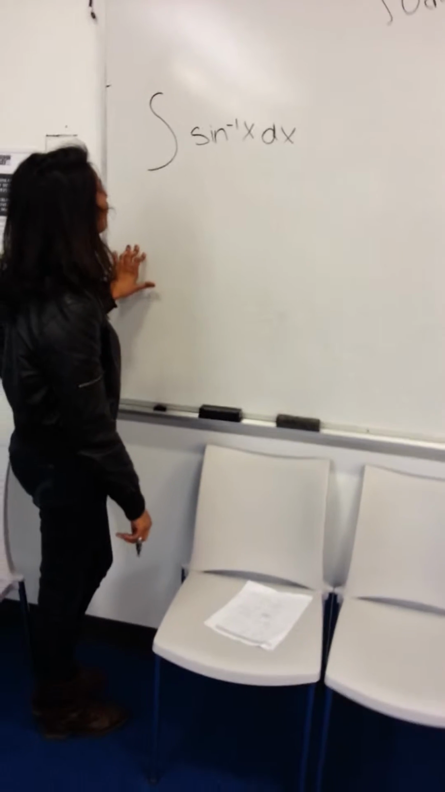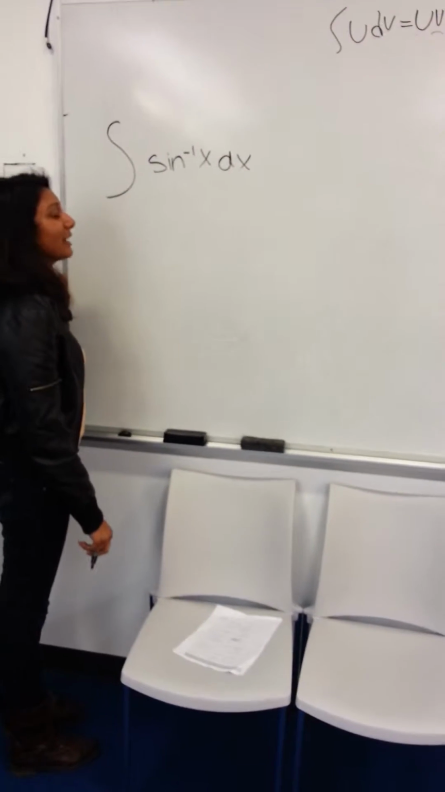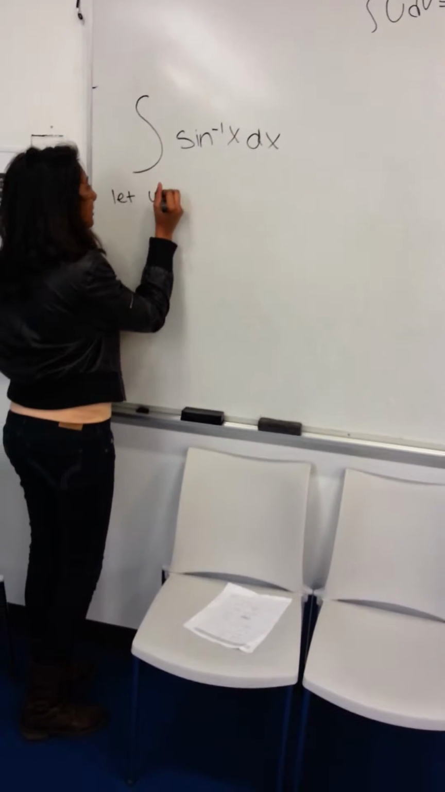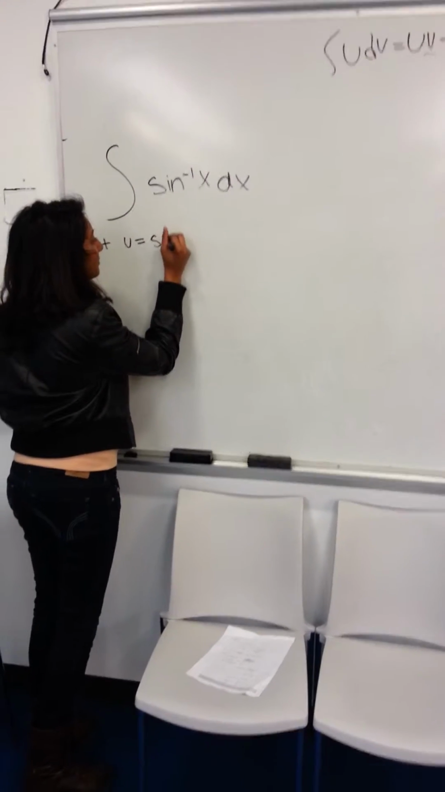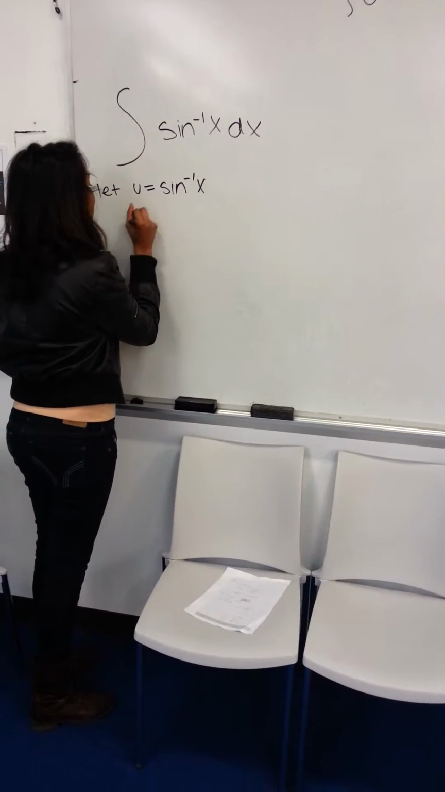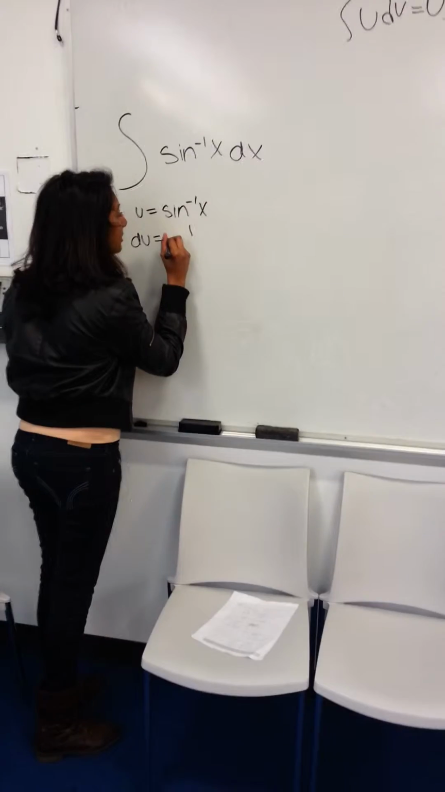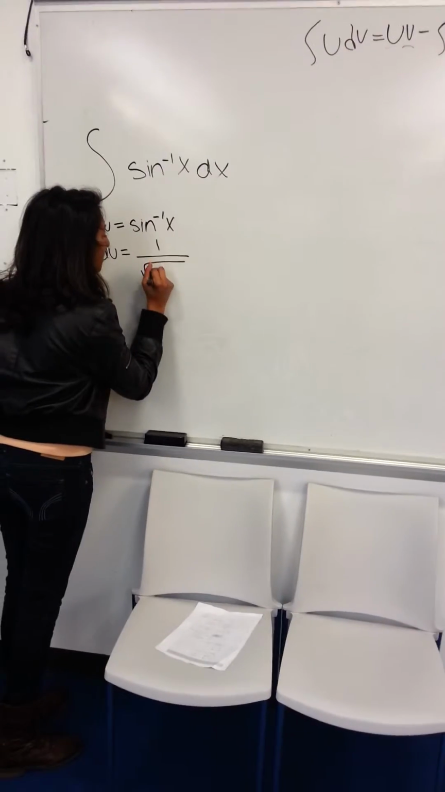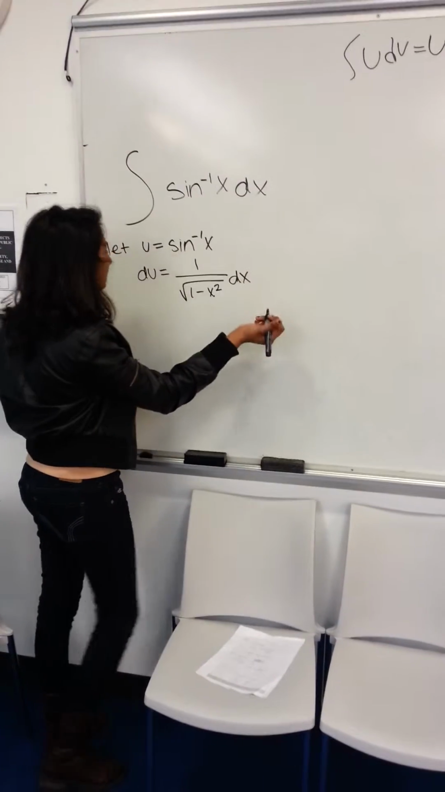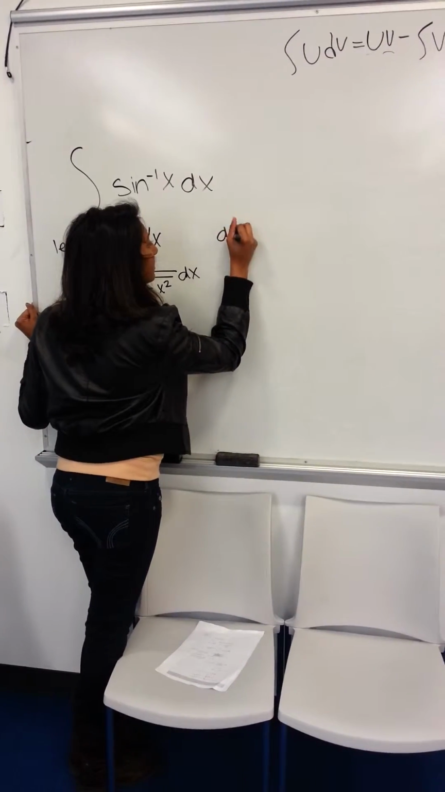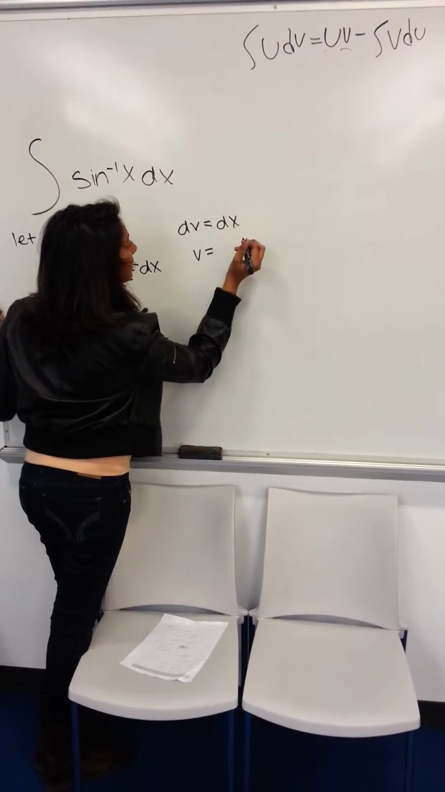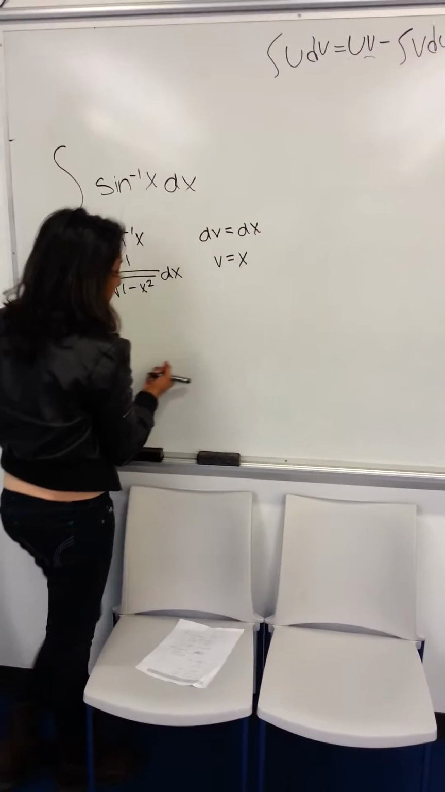This problem is the integral of arcsine x dx. We're going to let u equal arcsine x, and then du is 1 over the square root of 1 minus x squared dx. dv is going to equal dx, and v is equal to x.